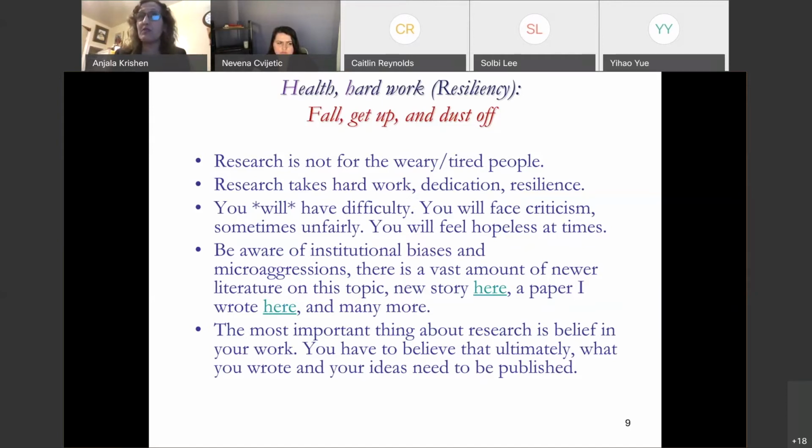But I want to be clear, and I don't want to sugarcoat things in this talk. I want to be direct. I want to be honest. Research is not easy. It is really, really, really hard. It takes hard work, dedication, resilience. You will have difficulty. You'll face criticism, sometimes unfairly. You'll feel hopeless at times.